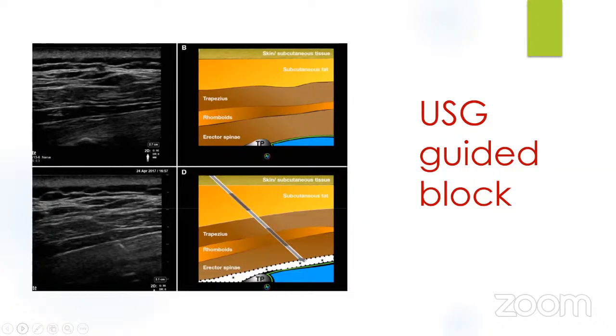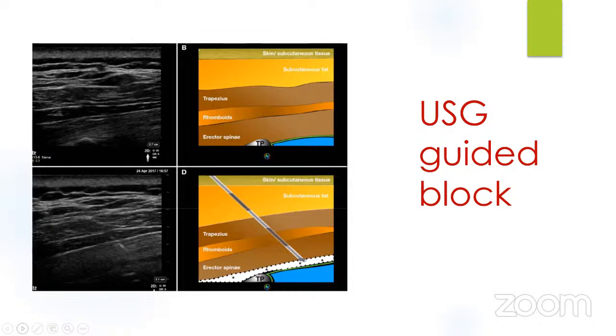And we have to place... the one we mostly use is the parasagittal position of the probe. We have to identify the spinous process, and from there we have to move the probe laterally 2 to 3 centimeters away from the spinous process.